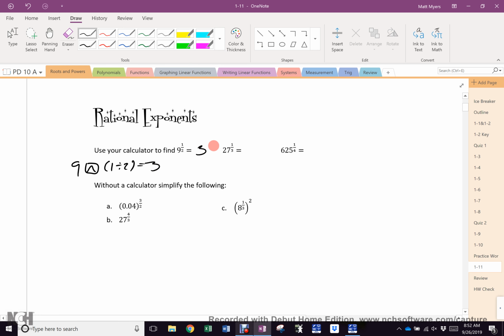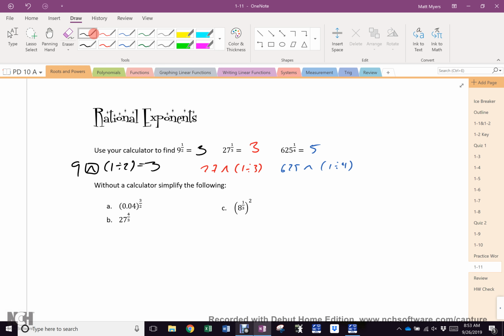3. Do the same thing with 27. Tell me what the answer is. So it's going to be 27 exponent bracket 1 divided by 3, close brackets. 3. Do the same thing with 625. 625 exponent button bracket 1 divided by 4. What is it? 5.